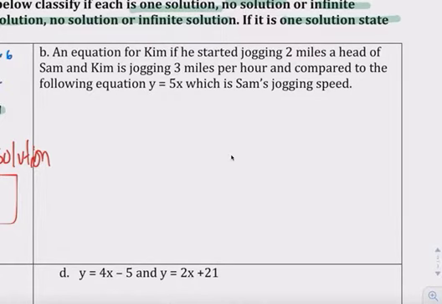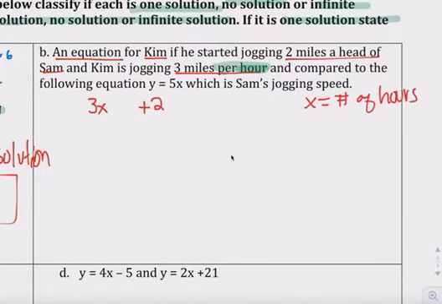Okay, I want you to write an equation for Kim if he started 2 miles ahead of Sam. So if he starts 2 miles ahead of him, it's +2 because he had 2 miles ahead. And Kim is jogging 3 miles per hour. So that's 3x, where x represents the number of hours, right? The reason why I know what x is, is because it's per hour, so it's the number of hours.